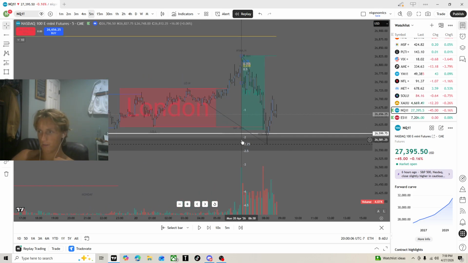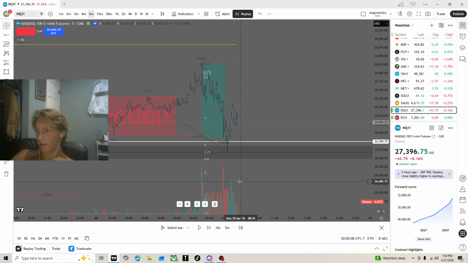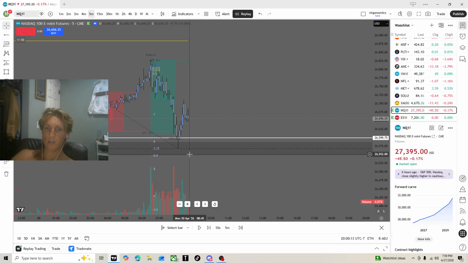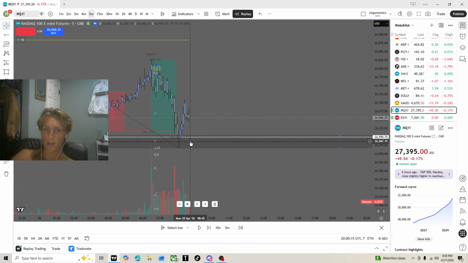Do I take my entries straight off this level? You can, if you're super confident in it, and the RR is always really good. You can see CE of the actual level that I had marked out got hit.